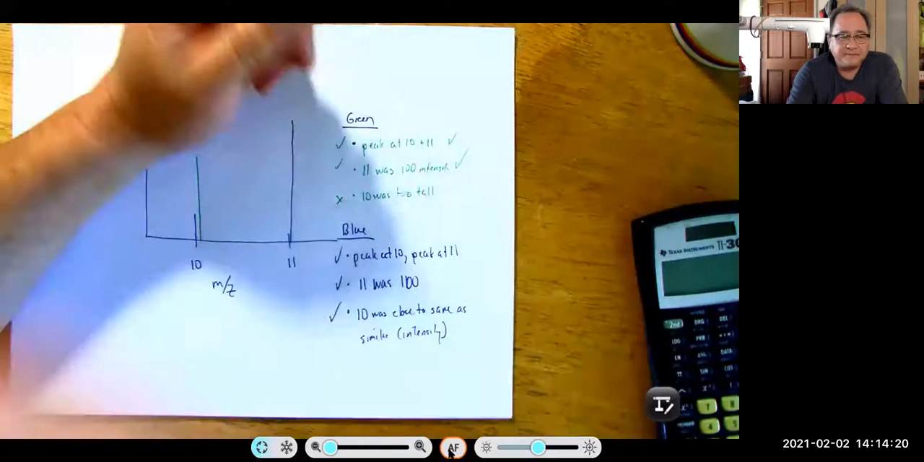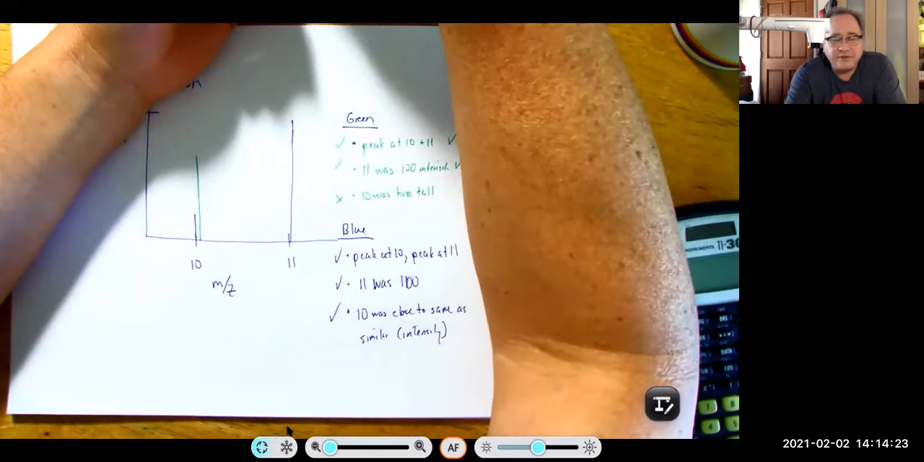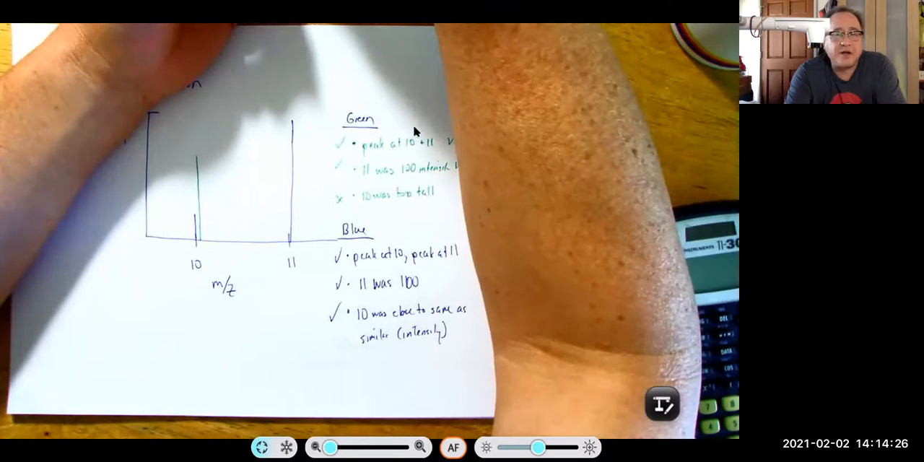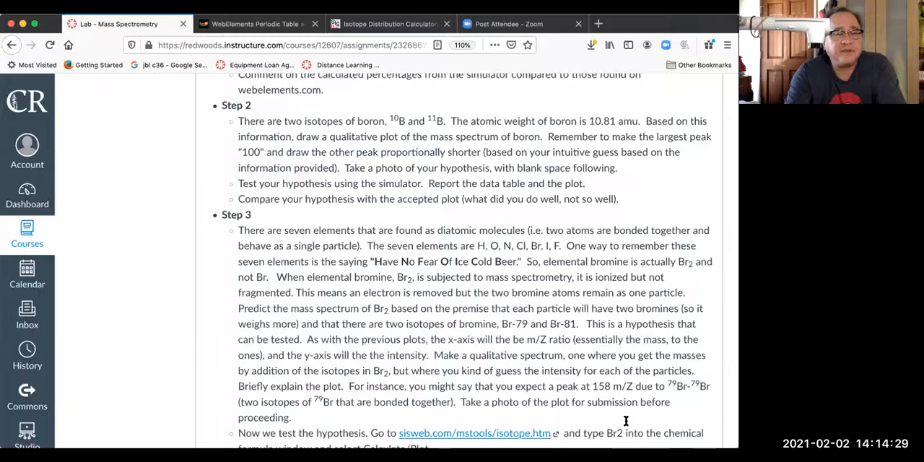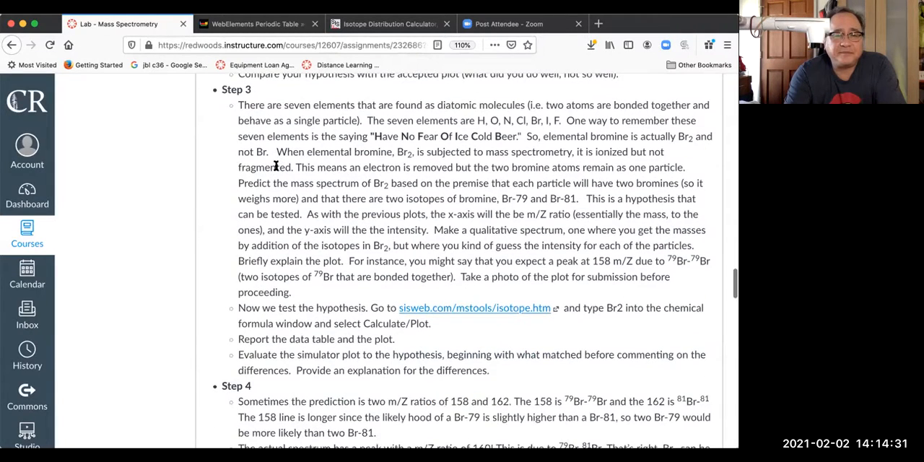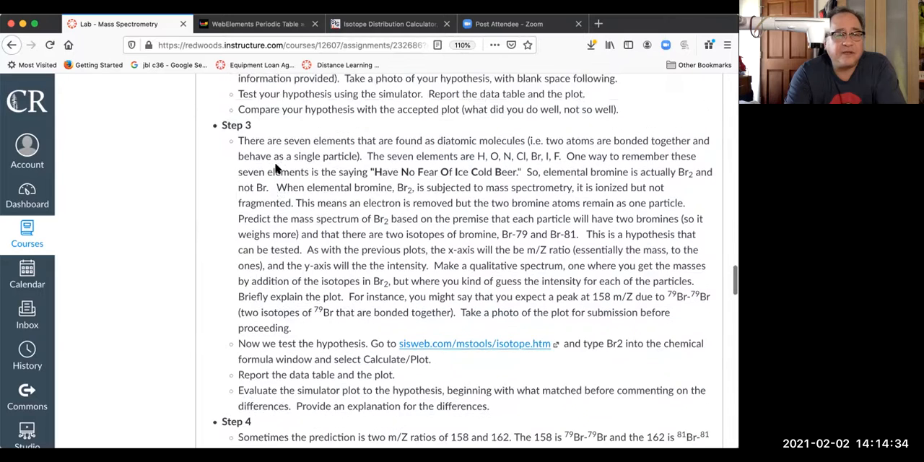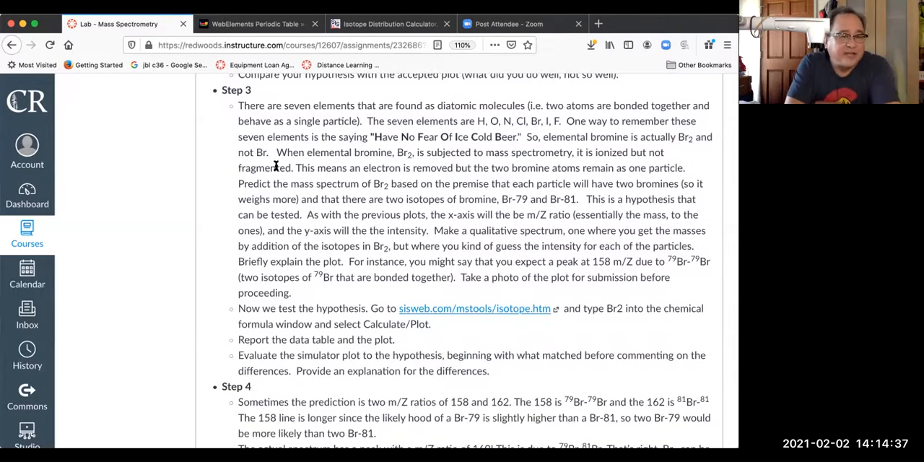Okay, we're going to move on. Let's go to step 3. So I got to go back to my browser. Step 3. There are 7 elements that are found as diatomic molecules, 2 atoms bonded together: hydrogen, oxygen, nitrogen, chlorine, bromine, iodine, and fluorine. If you look at those symbols, HON is Han, Cl is coal, and BrIF is brief. So a lot of people remember these 7 elements as Hunkelbrief.